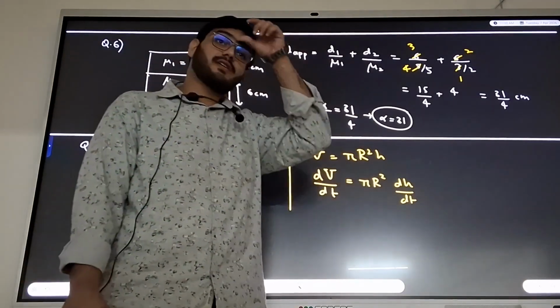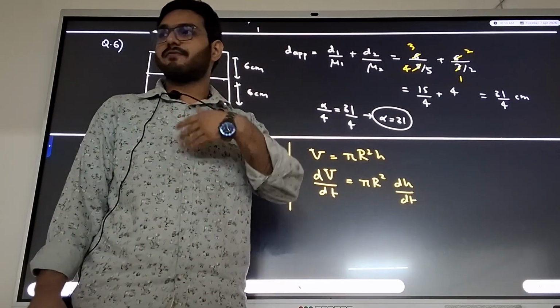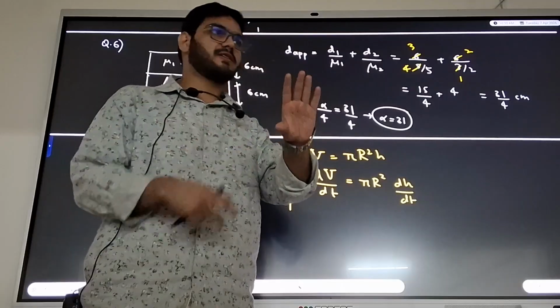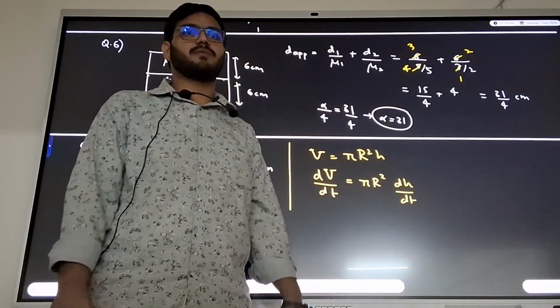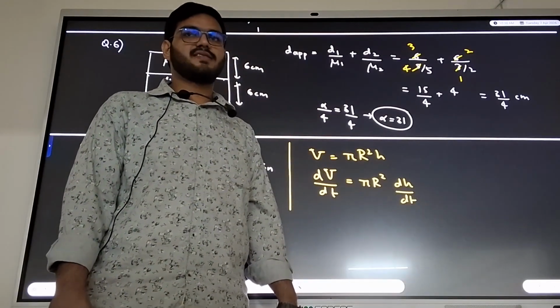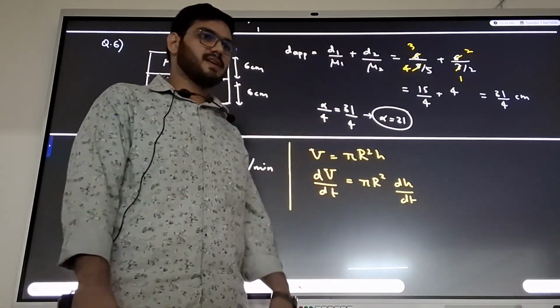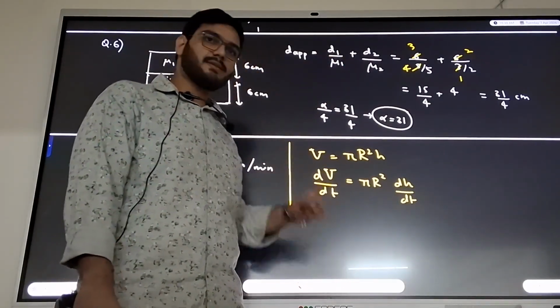What is this water? The thing that we are observing is water. Water is a real object or a virtual object? It's a real object, right? Real object को हम लोग observe कर रहे हैं. Yes or no? So case number 1.